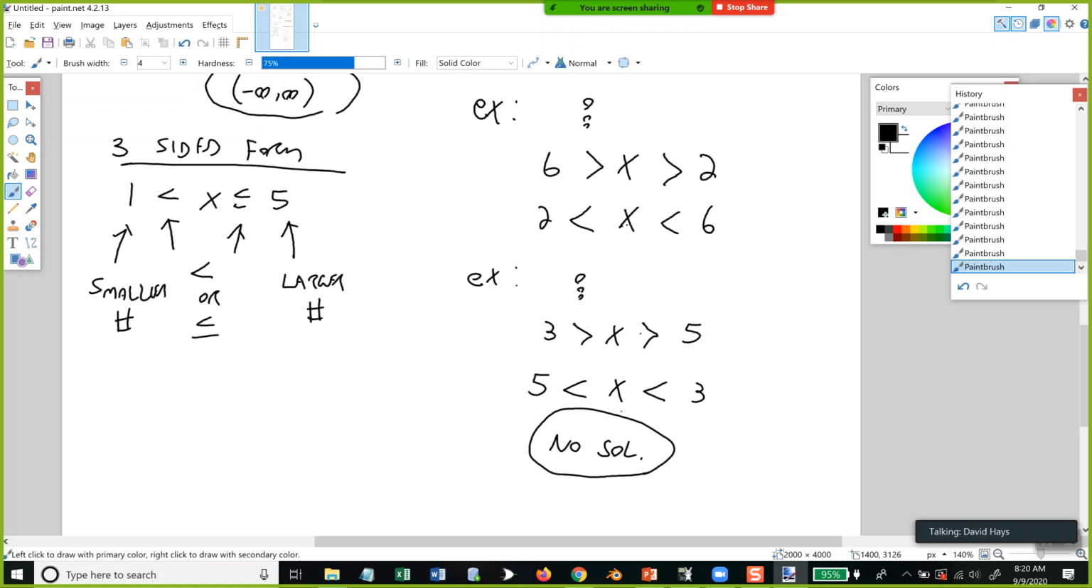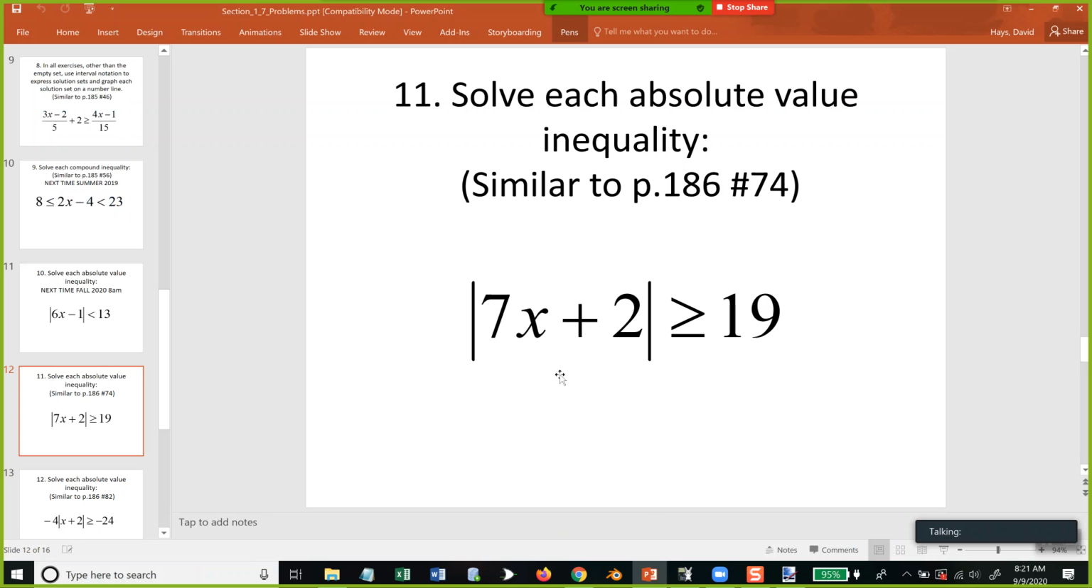So lots of oddball cases when you're talking about absolute value inequalities. Questions on anything? Okay, that's into 1.7.